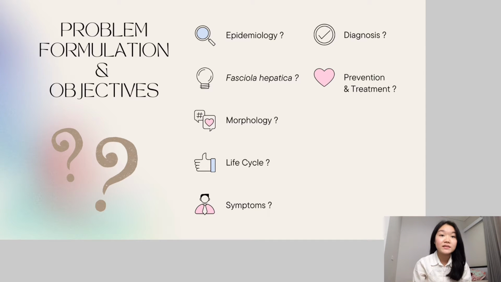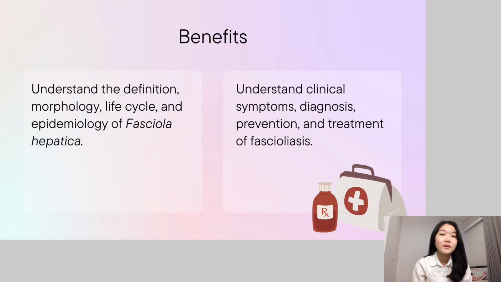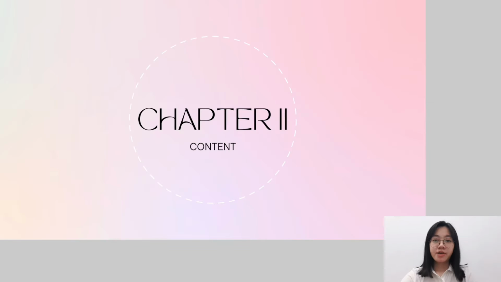The objective of this student project is to describe the epidemiology of Fasciola hepatica, to describe Fasciola hepatica, to describe Fasciola hepatica morphology, to describe the life cycle of Fasciola hepatica, and to describe the symptoms, diagnosis, prevention, and treatments of fasciolasis. This paper aims to understand Fasciola hepatica, which includes the epidemiology, definition, morphology, and life cycle of Fasciola hepatica. Moreover, we also cover clinical symptoms, diagnosis, prevention, and treatment of fasciolasis. Thank you for the opportunity.